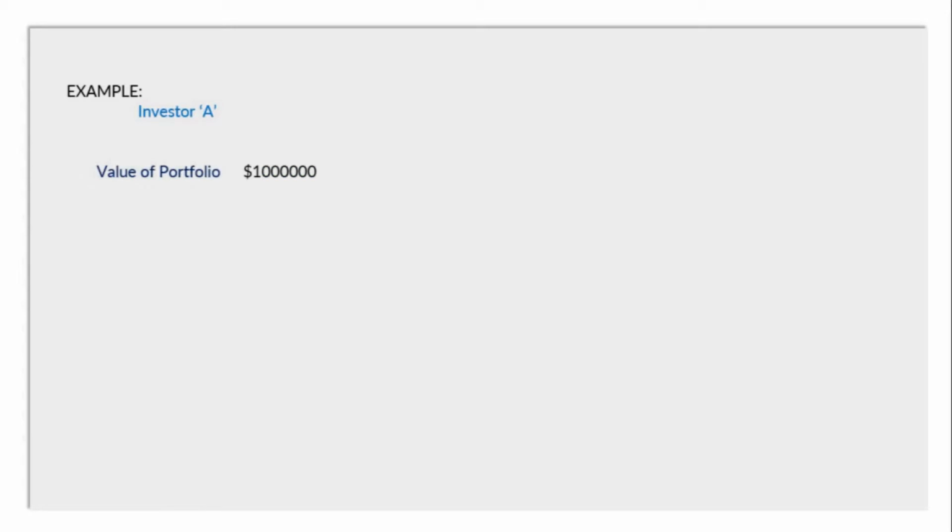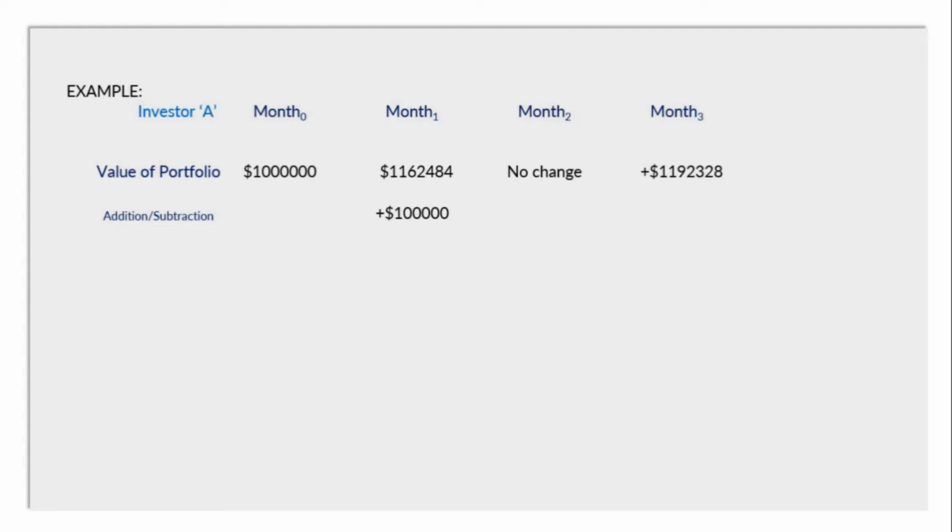Let's say an investor A invested $1 million in mutual funds at month 0. After a month, the portfolio is valued at $1.16 million, at which point he added another $100,000, bringing the total value to $1.26 million. Now, by the end of the third month, the investment is valued at $1.19 million. So, basically, month 2 doesn't have any change.